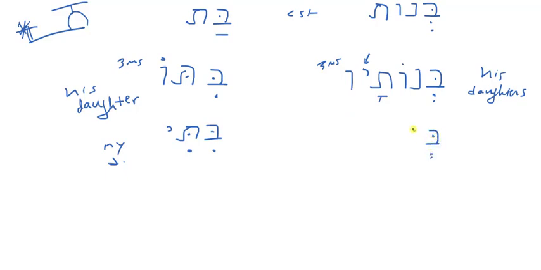Okay, so how would I say my daughters? B'not what? B'notai. Remember how e is my one thing, ai is my plural things, right? So b'notai. B'notai. Okay.